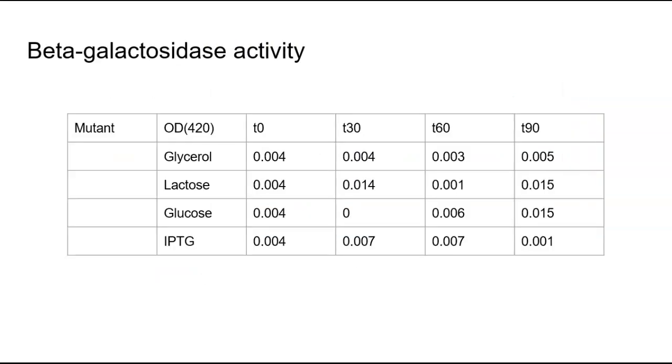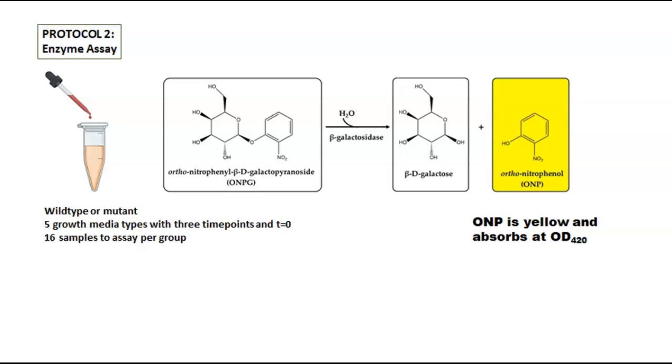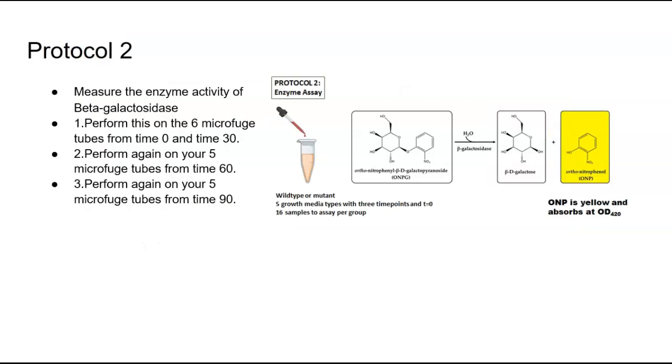But then again, I just want to reiterate that right here for protocol 2, here's ONP over here. The more ONP we have, that indicates higher beta-galactosidase. So whenever we measured the absorbance of these, the higher the absorbance, the more ONP was available, which means that there was more beta-galactosidase.